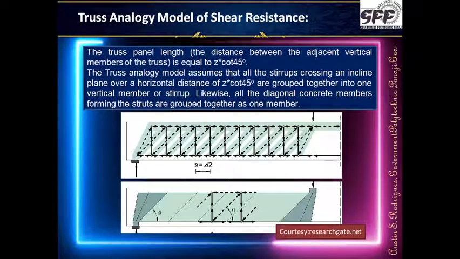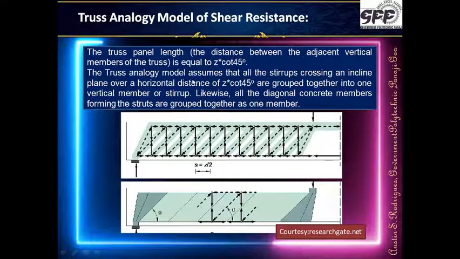Now the truss panel length, that is each panel length from here to here, the distance between the adjacent vertical members of the truss, is equal to Z, that is the lever arm, times cot 45 degrees. Please note it is Z into cot 45 degrees because this is 45 degrees, but cot 45 is 1. So this distance also becomes equal to Z.